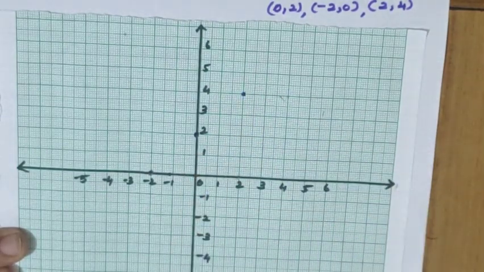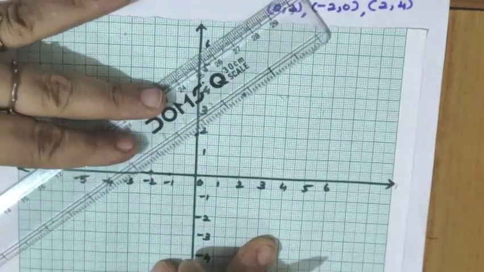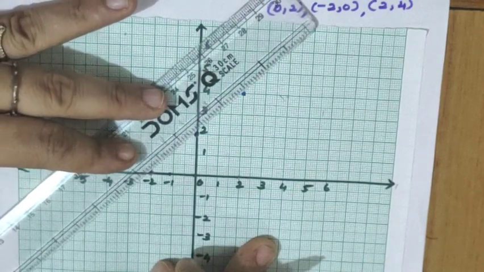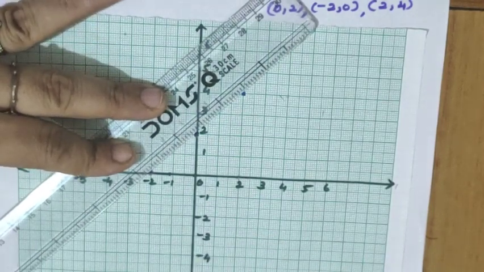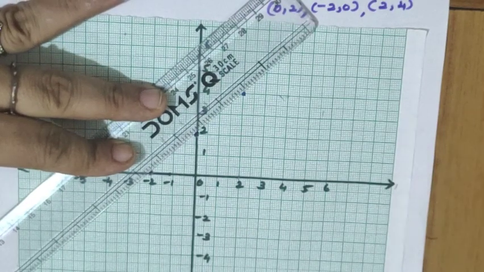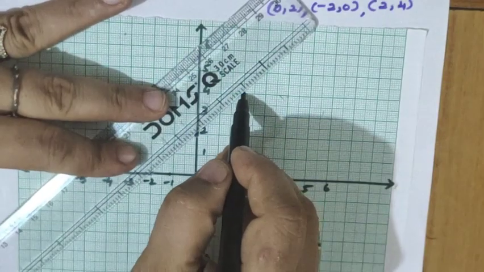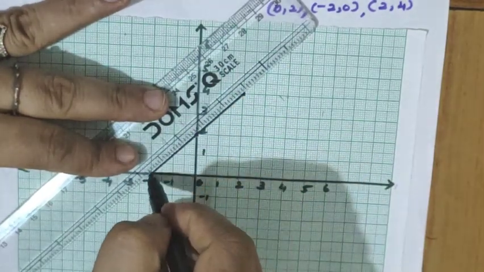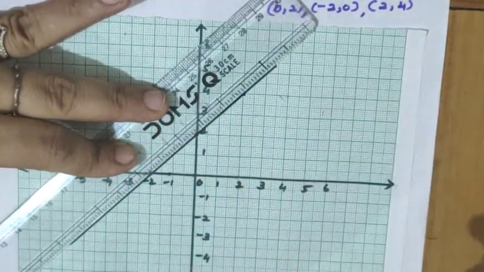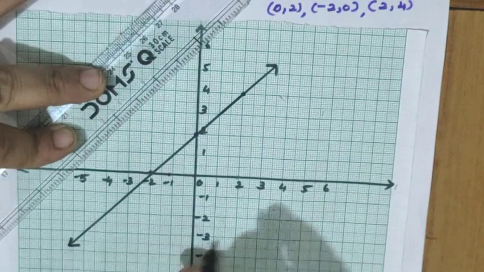What is the next step? We have to take the scale and check whether it is coming in a straight line. Yes, right. So we have to draw the line now. What is the next step? We have to complete the graph of the linear equation, that is the straight line. So we are joining all these 3 points with the help of a scale.